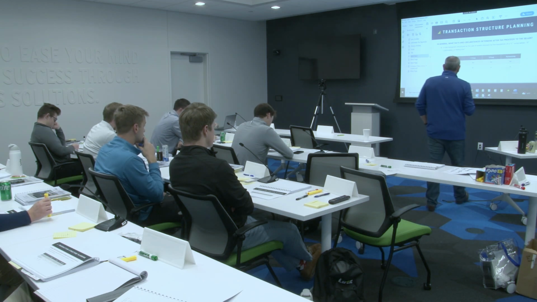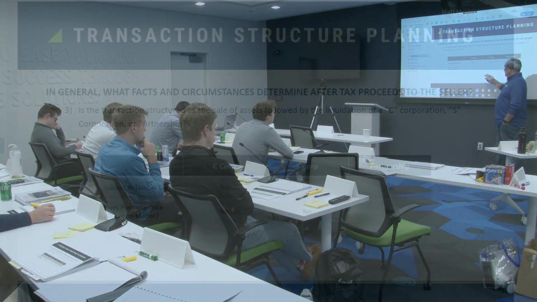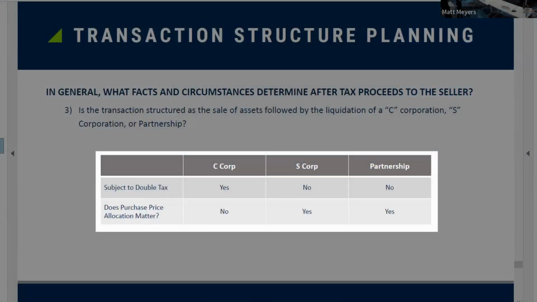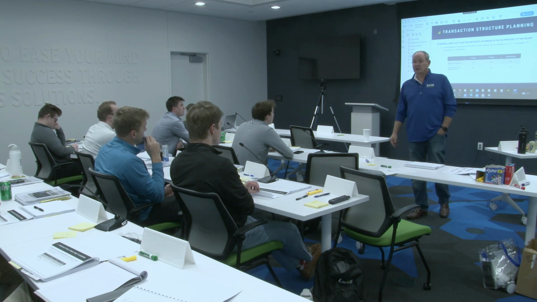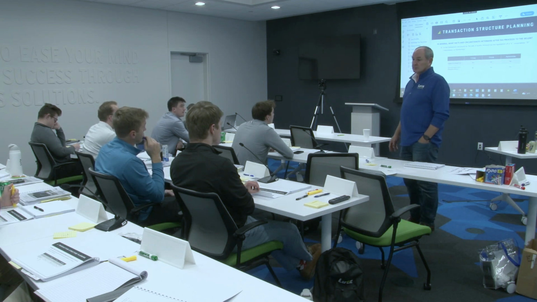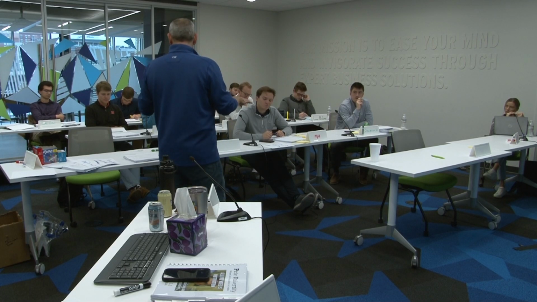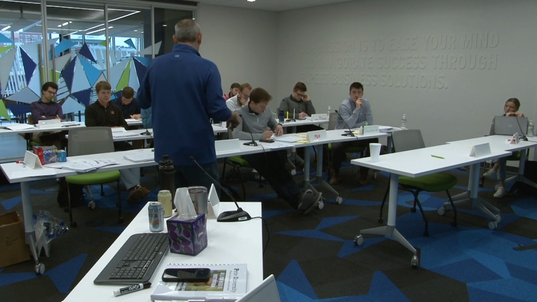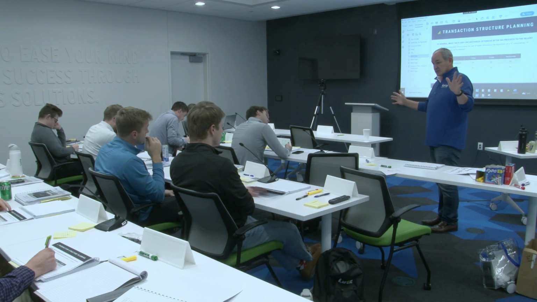Okay, so does purchase price allocation matter? Yes or no? For a C Corp, no. For S Corp, yes. For partnership, yes. Does anybody know why it doesn't matter for a C Corp? All tax the same. Sorry? Isn't all C Corp earnings tax the same? All C Corp income, regardless of character, is subject to the same tax rate. That's why it doesn't matter. If it could be 100% capital, it could be 100% ordinary, who cares? It's all subject to the same tax rate.